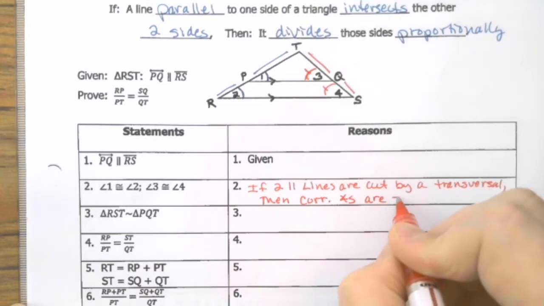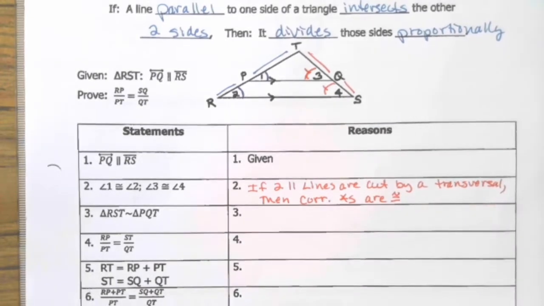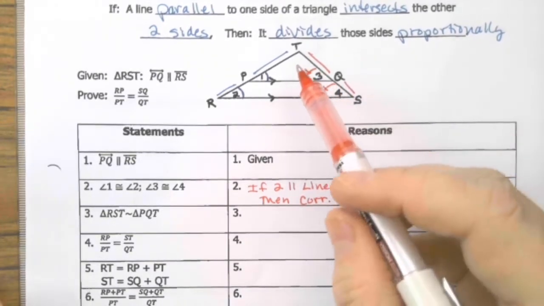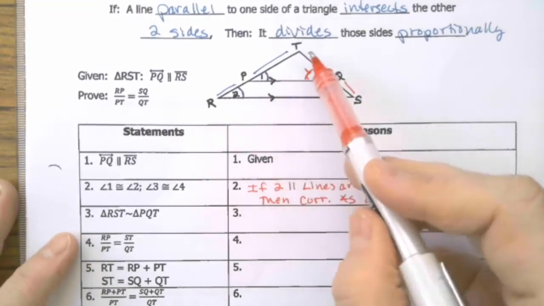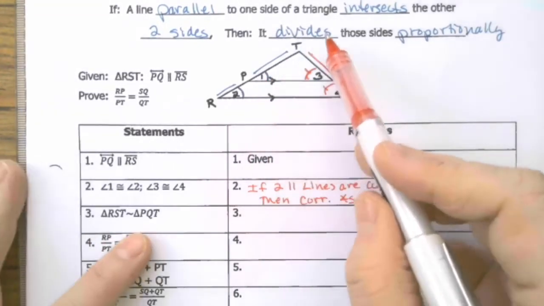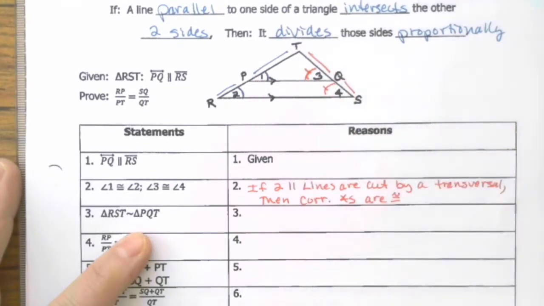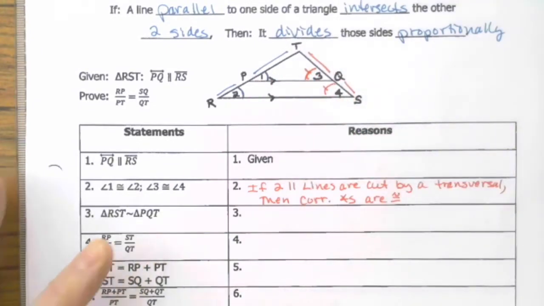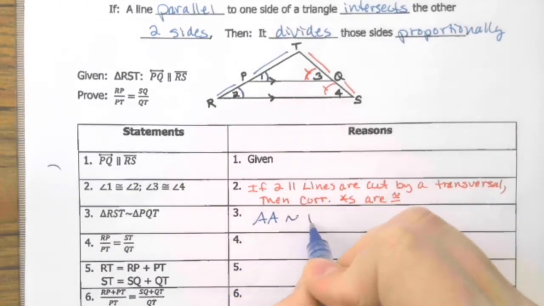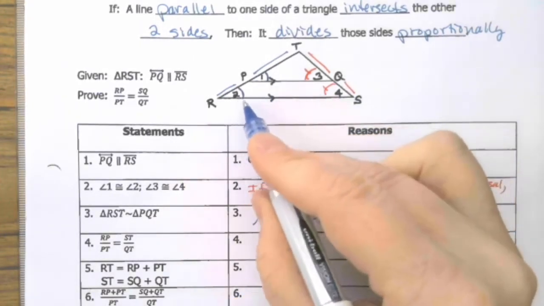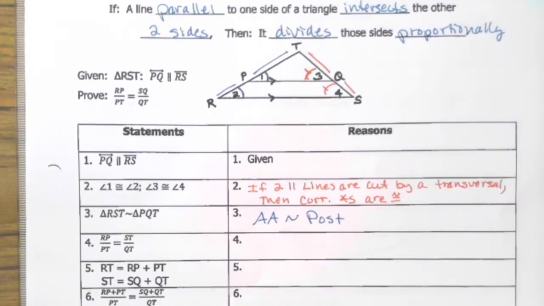They are congruent. So I now have a little triangle, big triangle RST, and the little triangle PQT as similar to each other, and that would be our angle-angle similarity postulate, because they have two pairs of congruent angles.